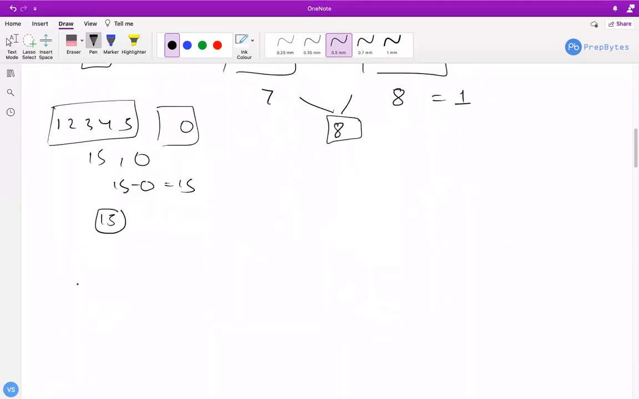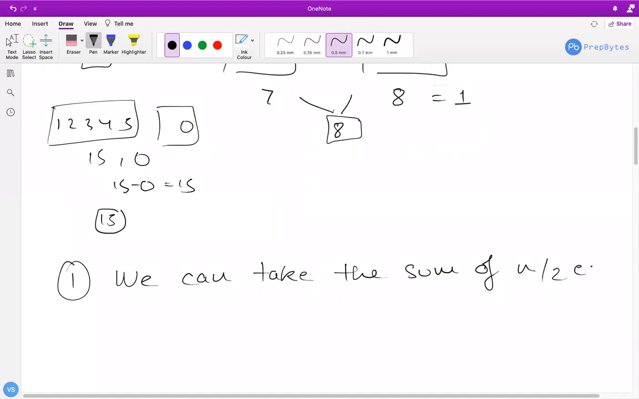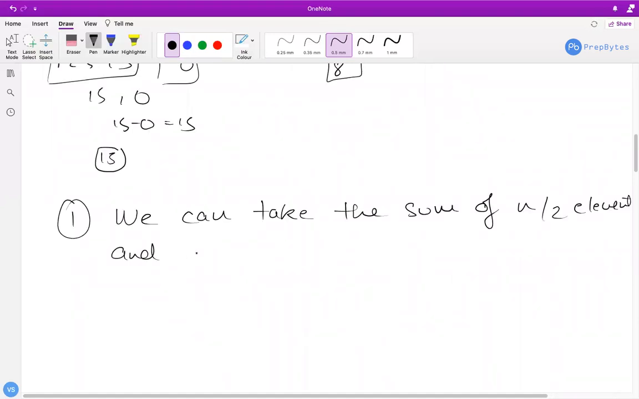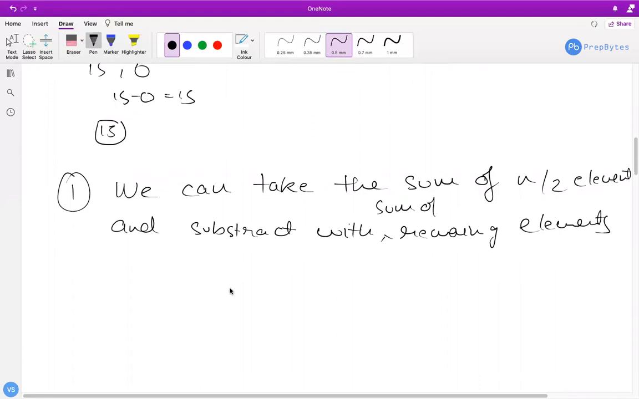So what approach can you make? We can take the sum of n by 2 elements and subtract it from the sum of the remaining elements, and we can get the minimum difference. The max of these two sums will be your total time. This observation can be made.